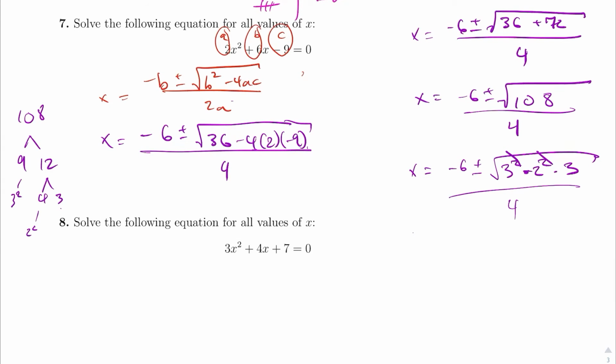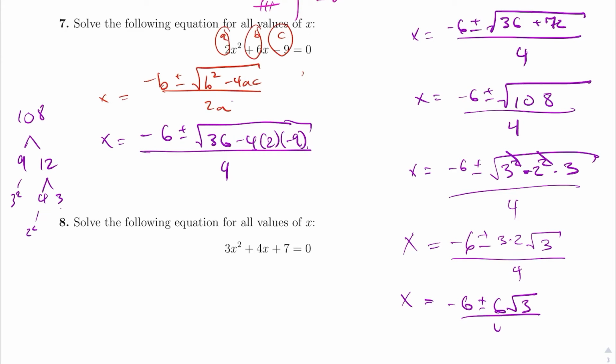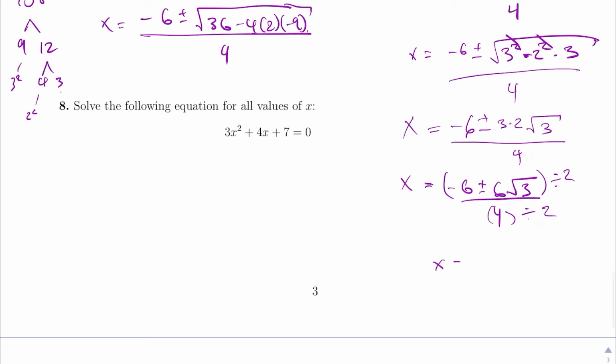And when we have the square root to cancel the squares, these cancel out. Oops, I forgot to put the over 4. And that gives us x equals negative 6 plus or minus 3 times 2, square root of 3 over 4. X is equal to negative 6 plus or minus 6 root 3 over 4. And here all of these can be reduced by 2. So we reduce by 2 on top and bottom, and that gives us x equals negative 3 plus or minus 3 root 3 all over 2.